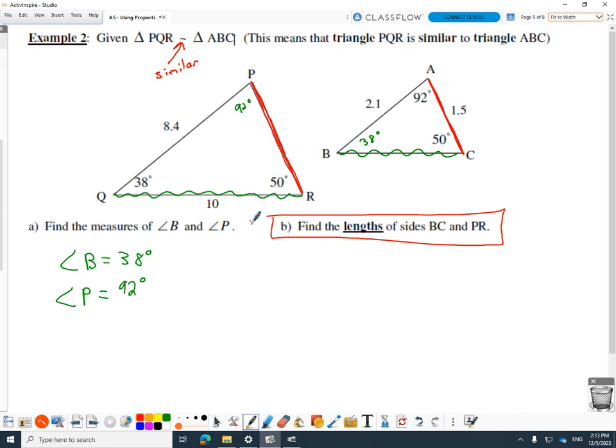Jackson, what was your question? No, I want to start that. He wants to start that. I want him to start that. Jackson's going to start for us. Find the lengths of sides BC and PR. And by BC and PR, I mean, don't do them both at once. Do BC, and then later on, maybe we'll do PR.